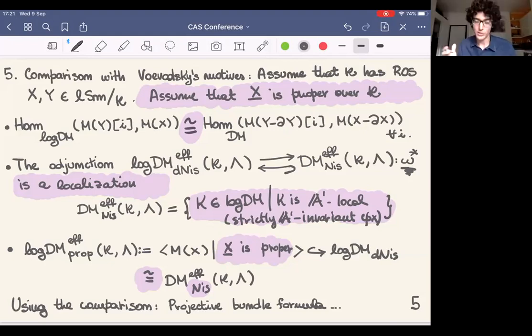And of course, if you don't compactify, so if you take only the motive of something open and you don't put any log structure, then this is still an object that you can consider in logDM, but it doesn't come from DM.